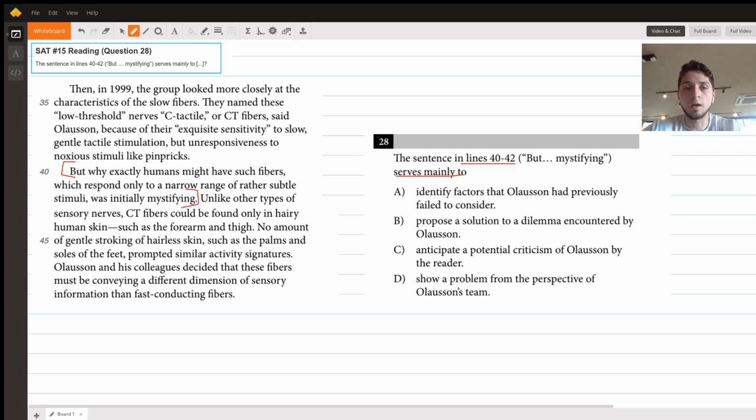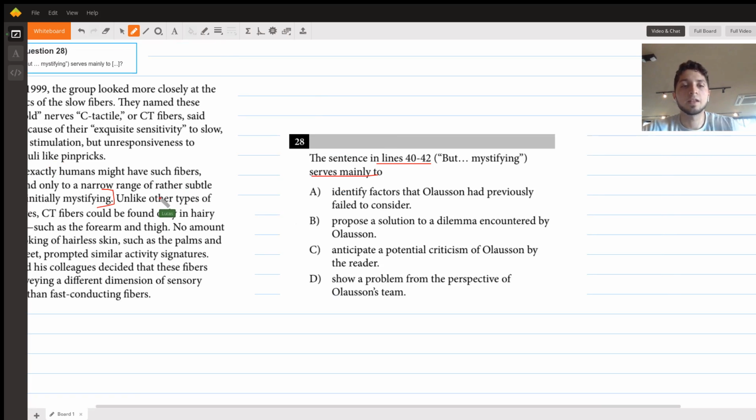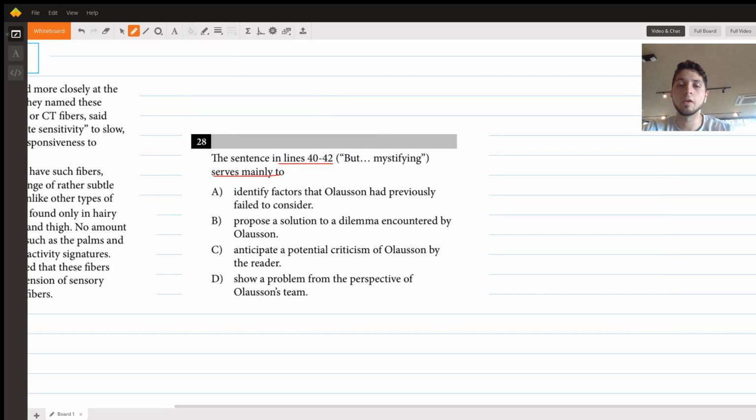So this is basically Olausson and his colleagues saying, like, we don't understand. We know that these things exist, but we don't understand why humans would have these fibers if they're going to only respond to a very narrow range of subtle stimuli, like very gentle pressure. So that's what we should expect: something about a question, something we don't know.